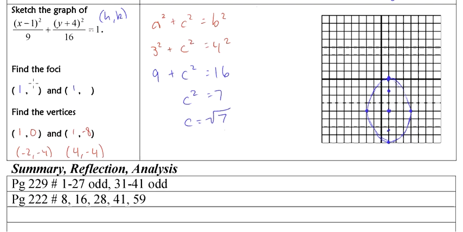And so that's going to be at 1, -4 plus the square root of 7, and 1, -4 minus the square root of 7. All right, I hope that helps.